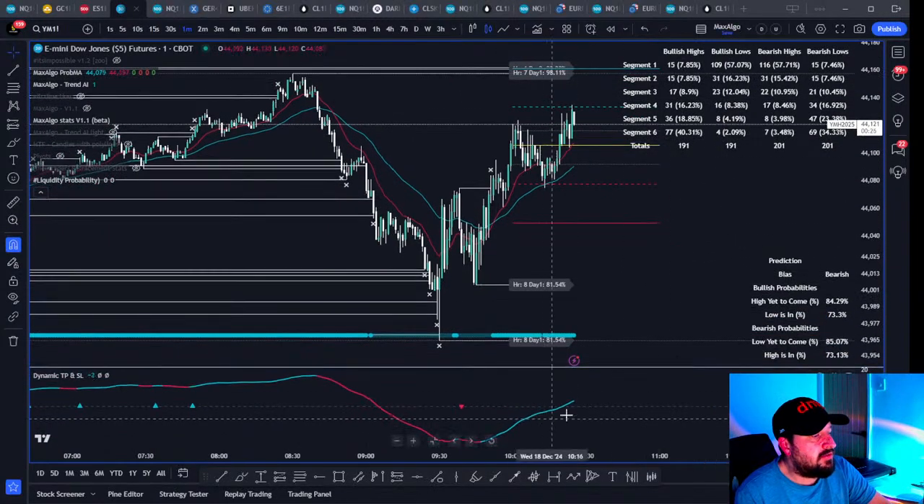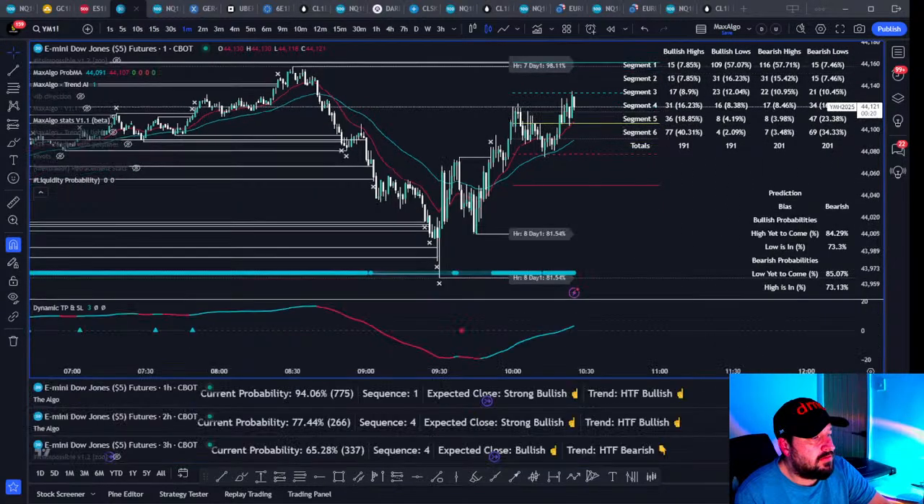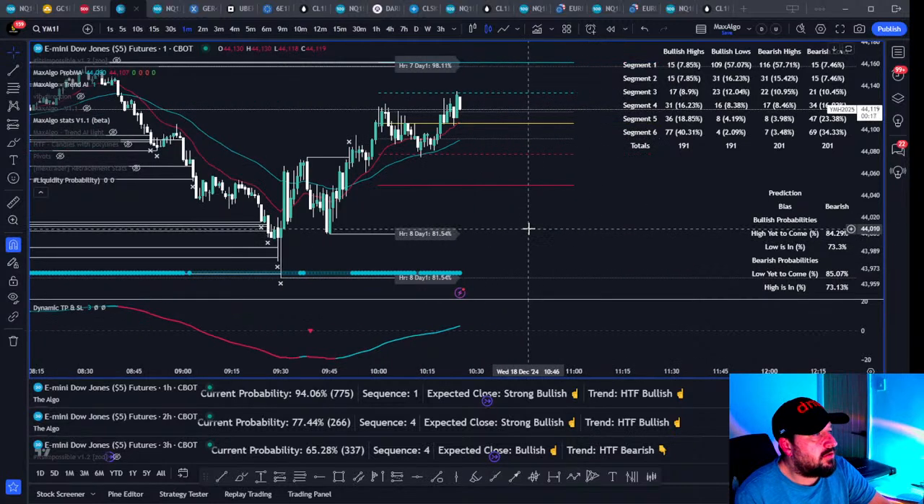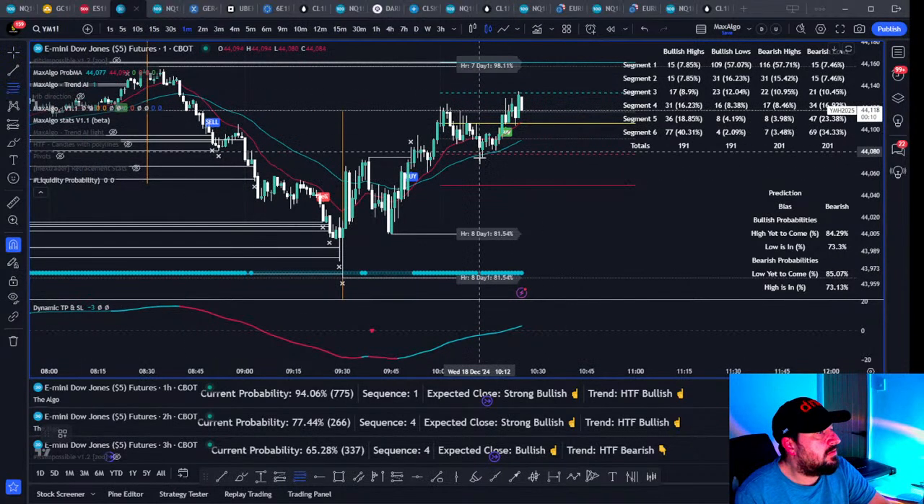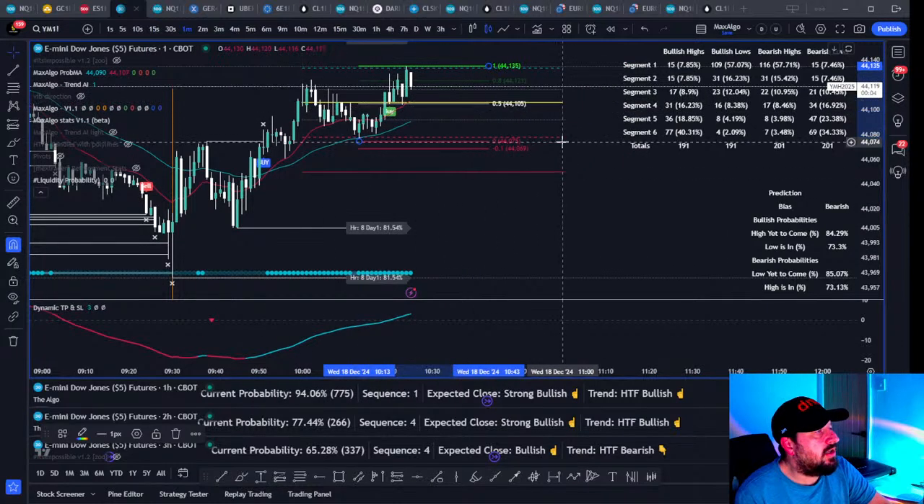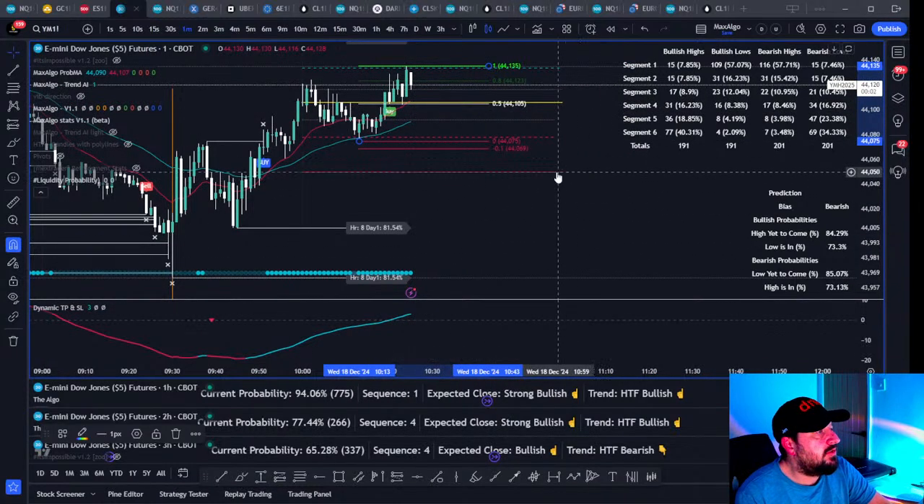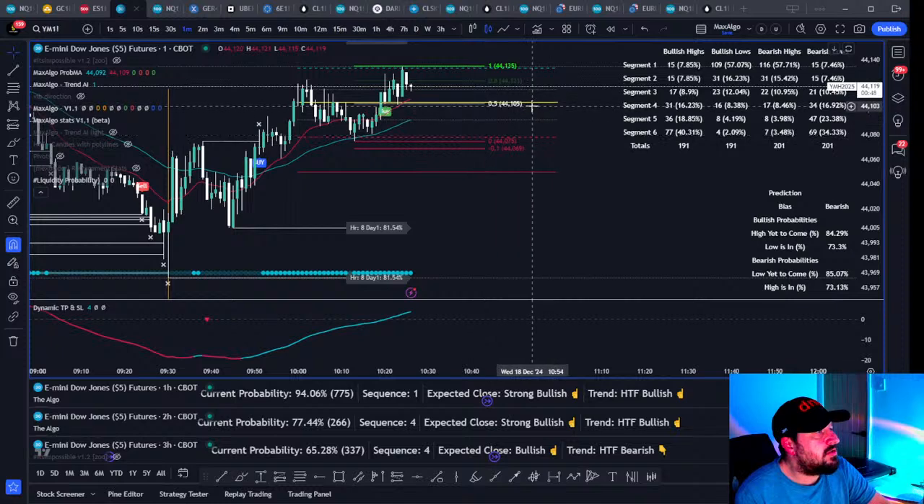YM's come above the 0 line. Strong bullish. We get a buy signal. 50% on the open line. We have just come above. I would take that on YM. Let's have a look. Fuck you, gold. Absolute arsehole.